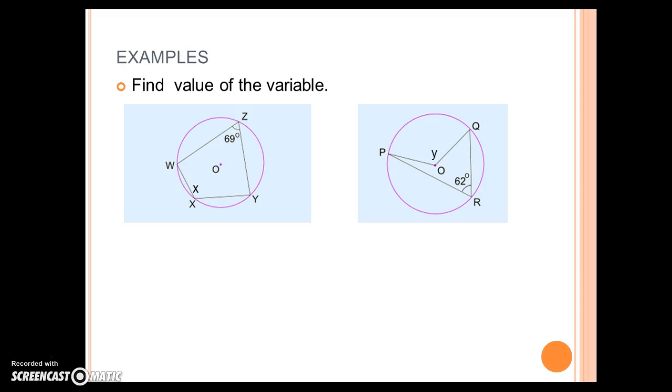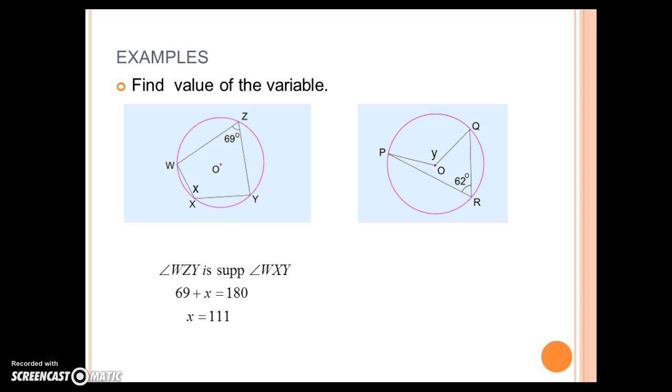So let's look at a couple of things. It says find the value of the variable. So in this one, it's going to be x, the angle x. And we know that it's a quadrilateral inside a circle, so the angles are supplementary. So 69 plus x is 180, or x is 111 degrees.